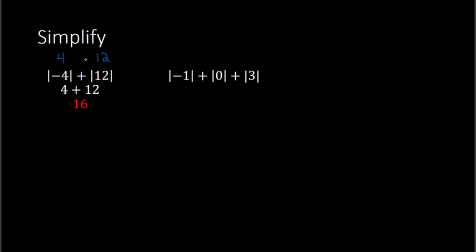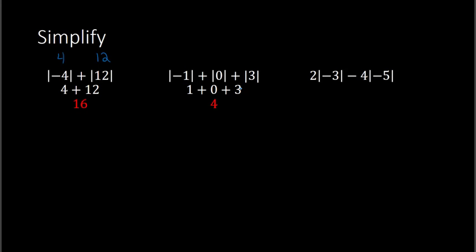All right, next we have this one. So we have the absolute value of -1 plus the absolute value of 0 plus the absolute value of 3. So we just take each of these and make whatever's inside positive. So -1 is +1, 0 is just going to be 0, and then the 3 would just be 3 as well. So we add those numbers together, and our answer is 4.